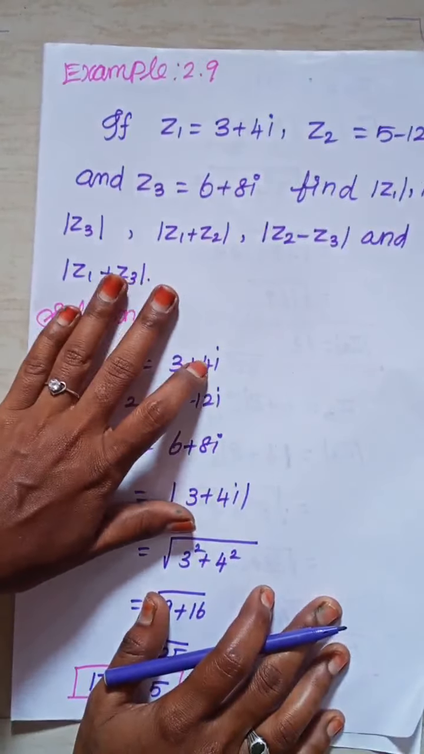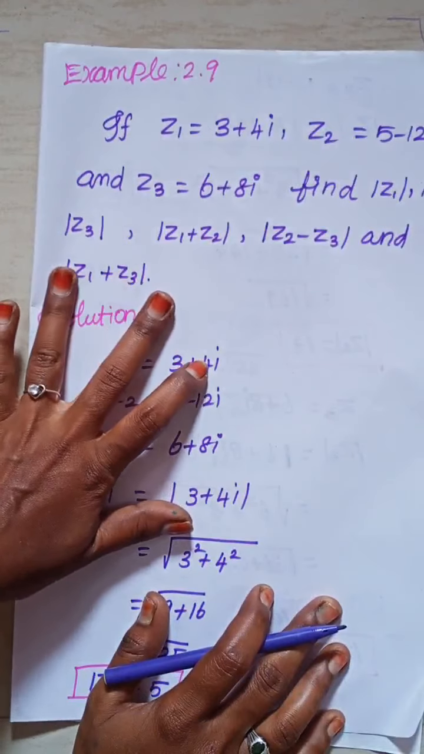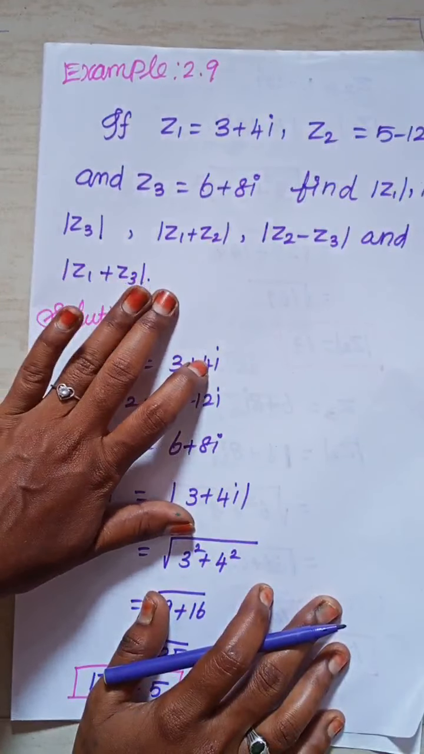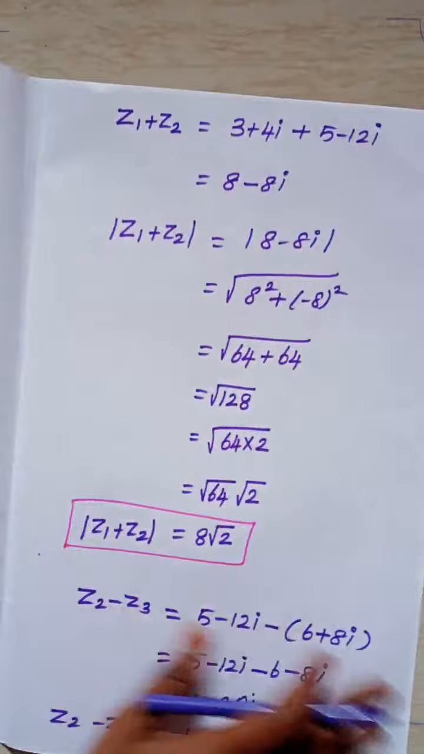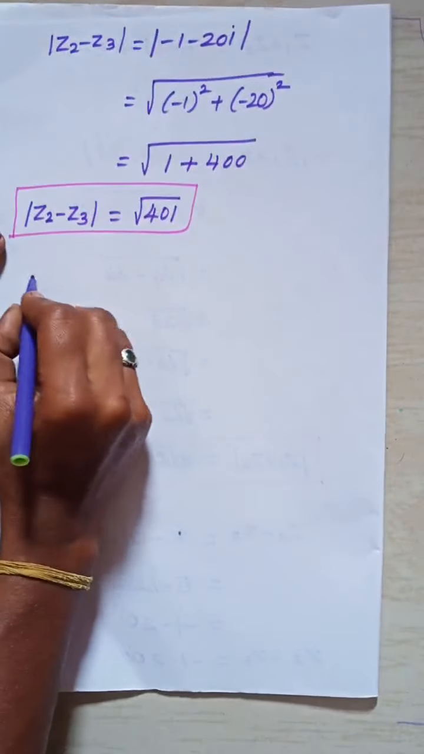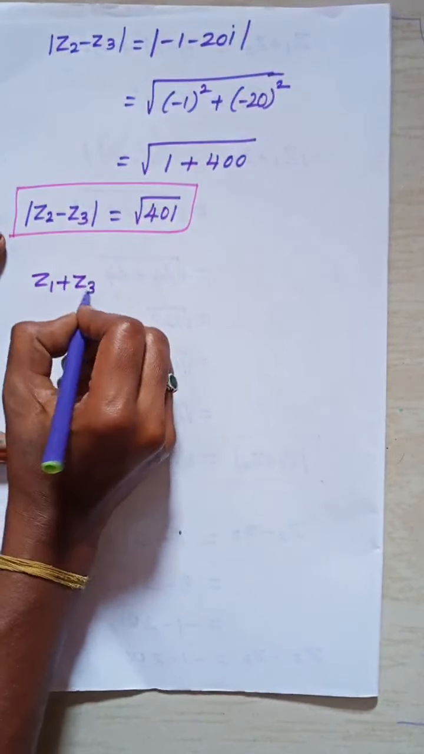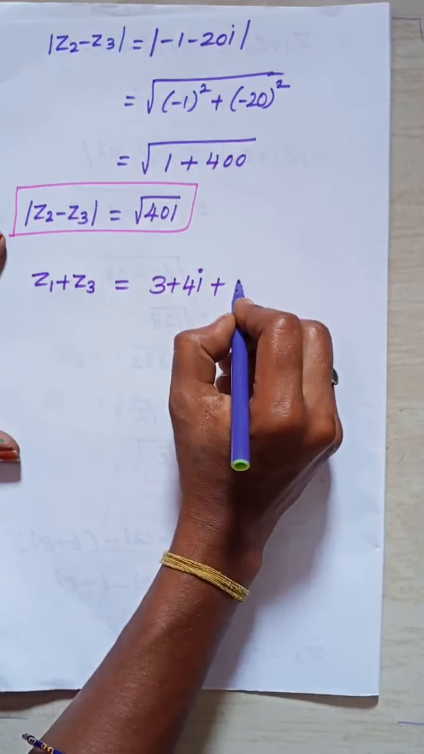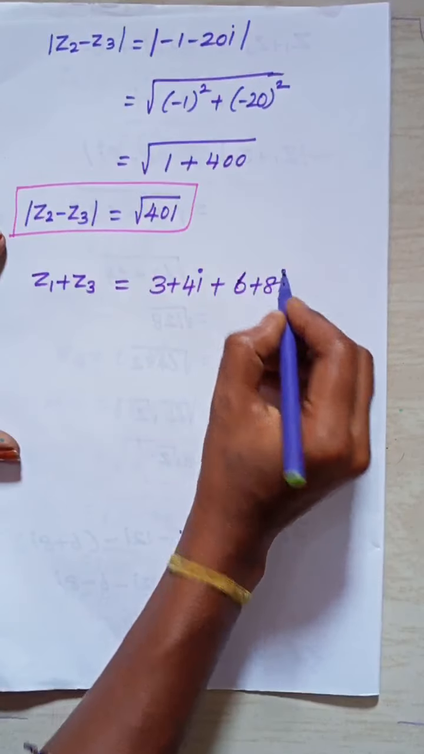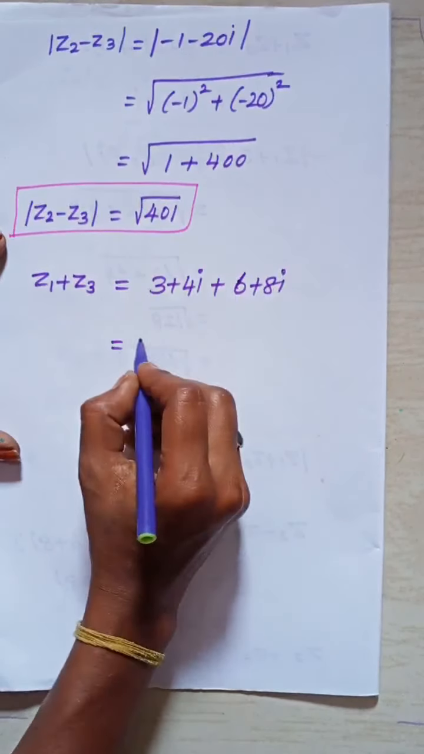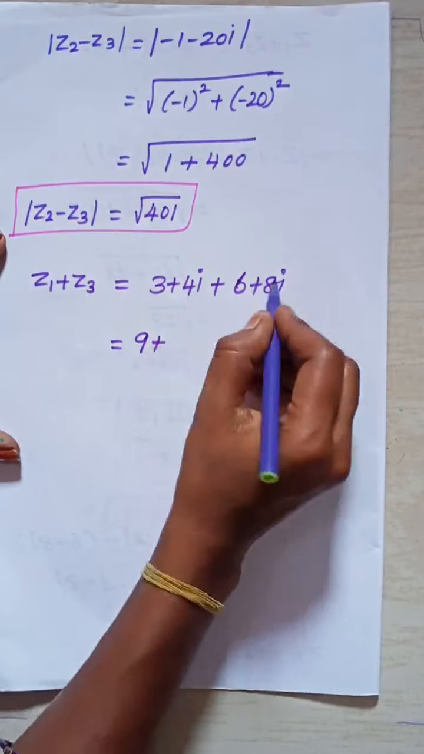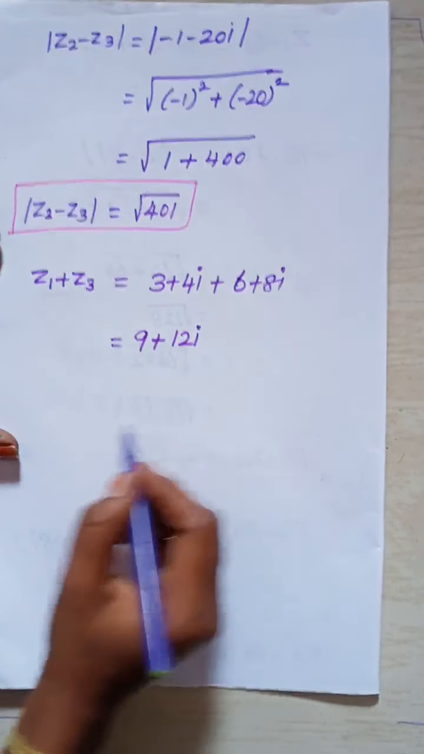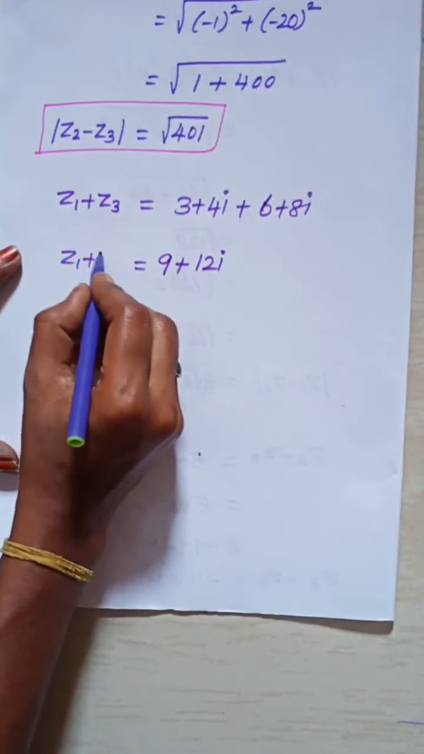Modulus of z1 plus z3. What is it? First we find z1 plus z3. z1 is 3 plus 4i, plus z3 is 6 plus 8i, which gives 3 plus 6, 9, and 4 plus 8, 12i. So z1 plus z3 is 9 plus 12i.